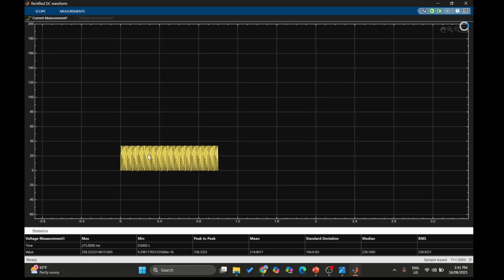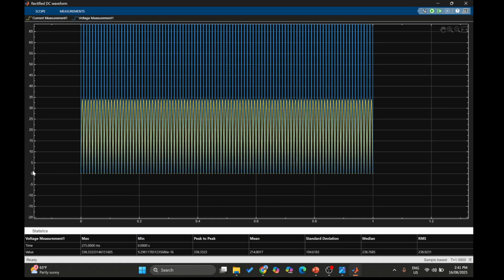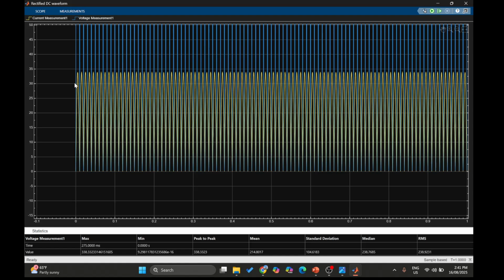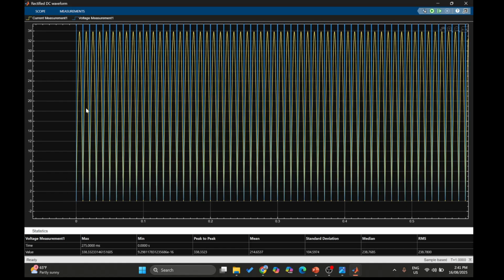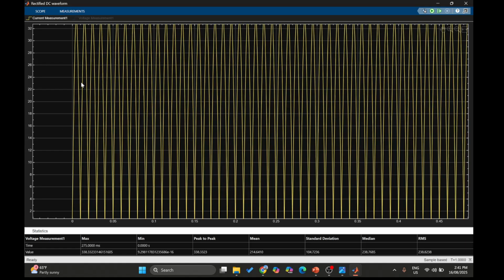Now let's see how the current waveform looks. Okay, you can see that we have a 0 here, and on the negative side there is no more sinusoidal waveform, for both the current and voltage waveforms. So we have already rectified the sinusoidal waveform into a DC waveform, also called a pulsating waveform.